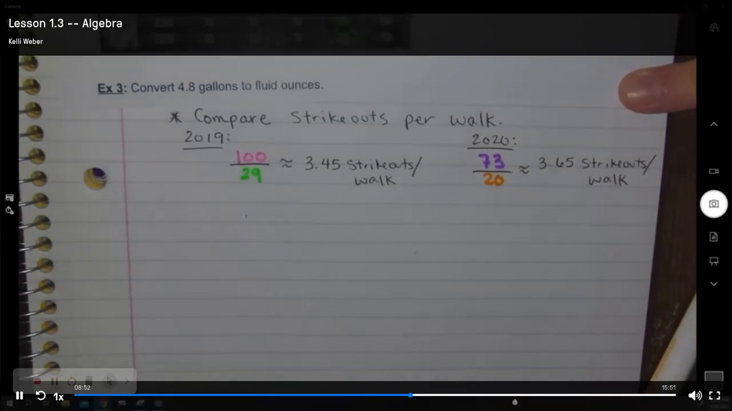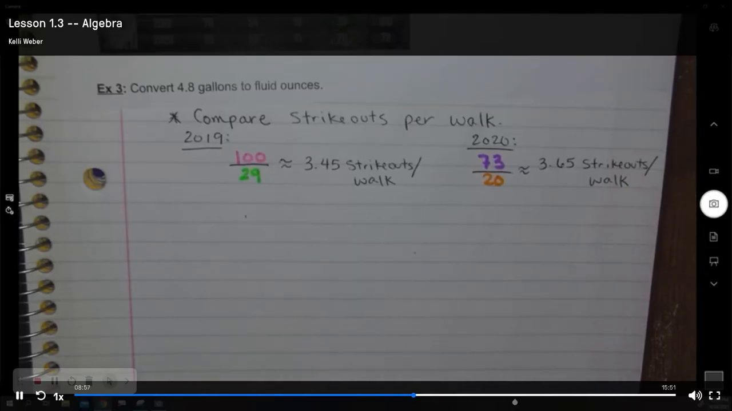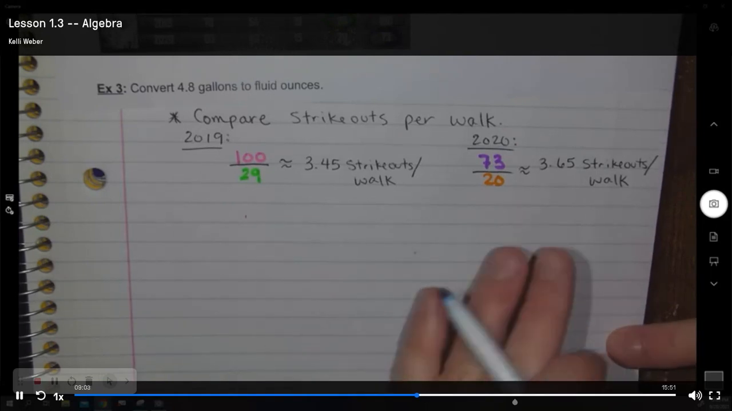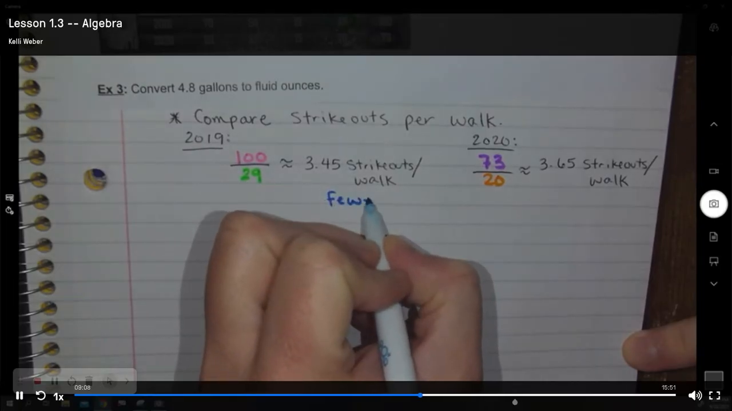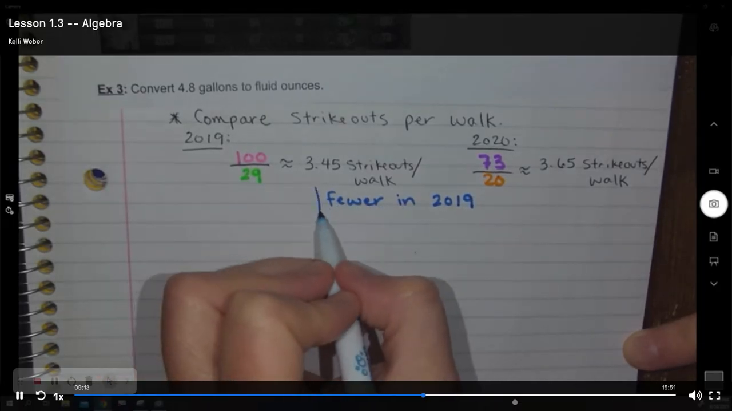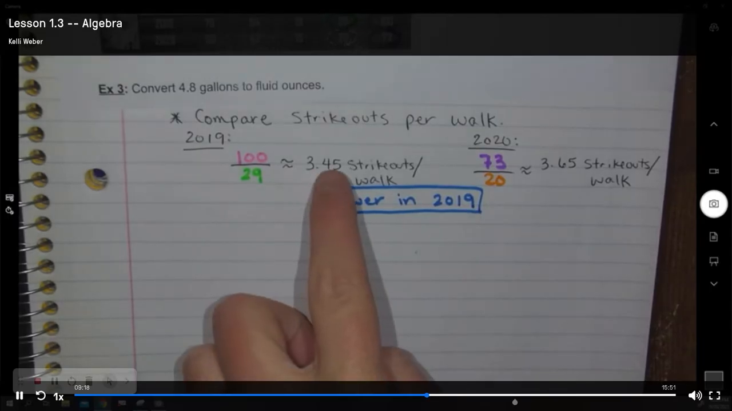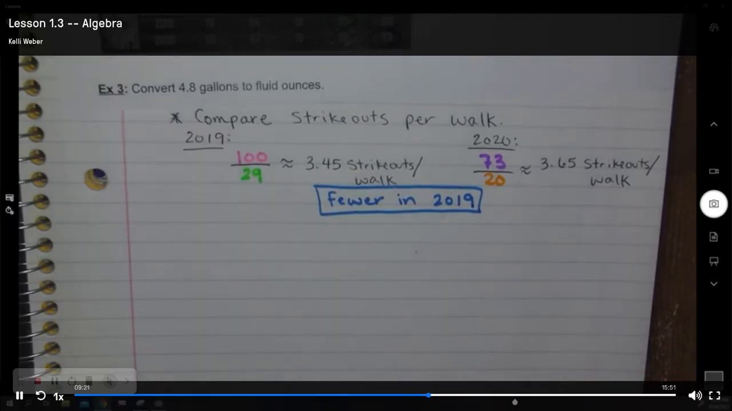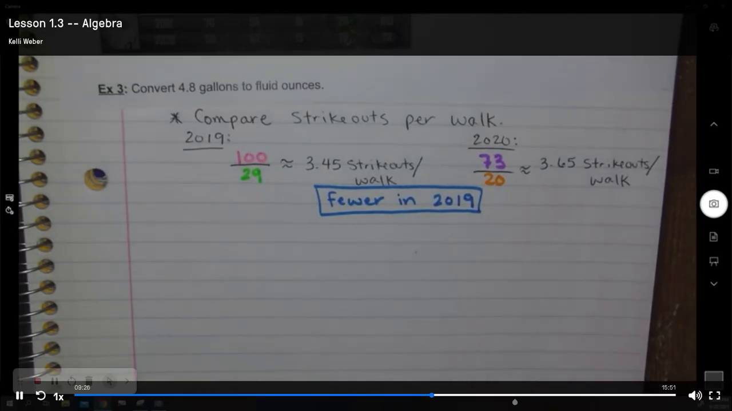So when we're looking at these two pieces of information, 2019 compared to 2020, we notice that there are fewer strikeouts per walk in 2019 compared to 2020. So if we're looking at that and we're thinking, obviously we want more strikeouts than walks, then if we're comparing these two, it would look like this person did better in 2020 than they had done in 2019.